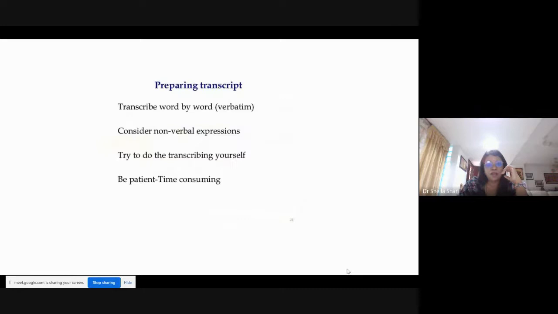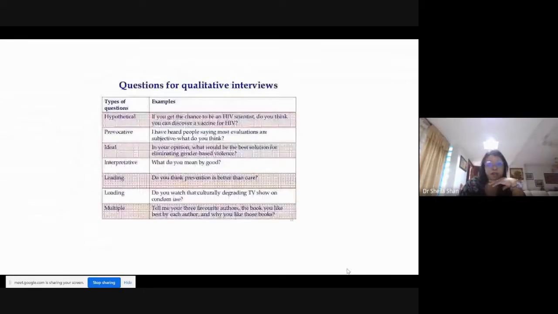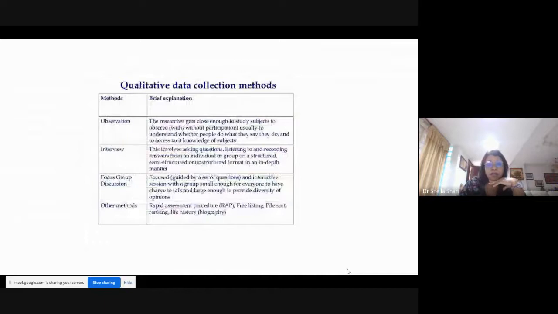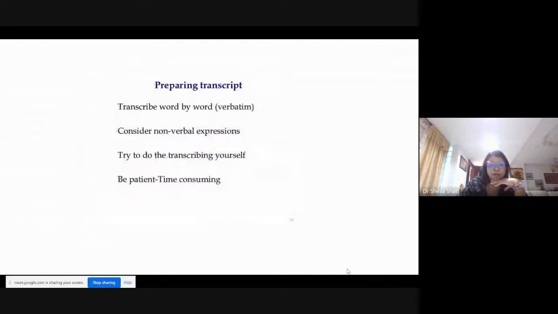Okay. When you collect your data, you will transcribe word by word. What you hear, you have to write down, or you do recording. And also you have to look at non-verbal expression. Non-verbal means their facial expression. When they say something, you must also write down, say, they sigh. With the sigh, you have to write it. So you have to look at the non-verbal expression. Try to do the transcribing yourself. Be patient, and it is time consuming, of course.